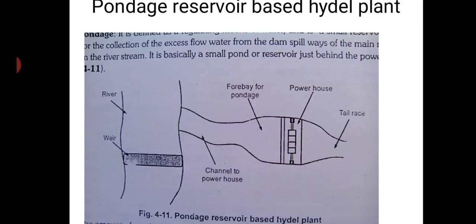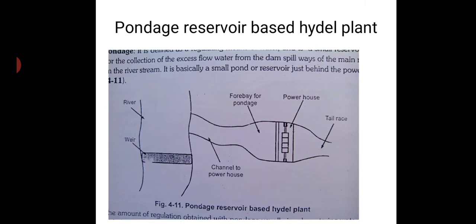Here, for smaller capacity power plants, we don't require this big amount of water, so we'll have a small pondage and diversion. In that there is a powerhouse which generates the power, and the tail race, the outlet of the powerhouse, will go and connect again to the main river itself. Okay, this is known as pondage reservoir based hydel power plant.